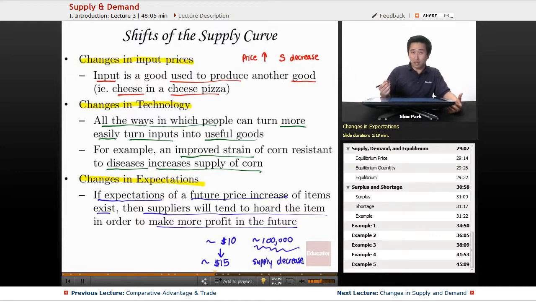Same thing, if you think that the price is going to drop, then you're going to increase the supply right now in order to capture the higher price. So it's almost like a self-fulfilling prophecy. So changes in expectations can actually change the demand and the supply curve simultaneously.